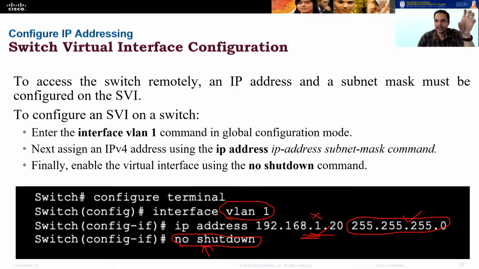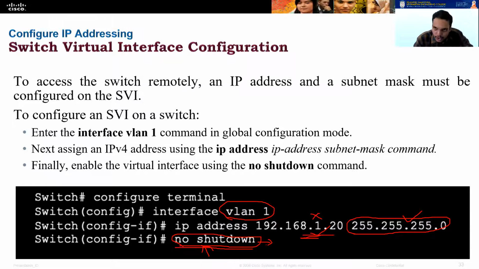If they ask you to configure SVI, simply write down interface VLAN 1, and whatever IP address is given, type the IP address here, apply the subnet mask, press enter. And if you don't do this no shutdown, it won't work. What you are doing by giving this command is changing the SVI state to up state. Up state means active state or enabled state. So this is regarding your SVI.